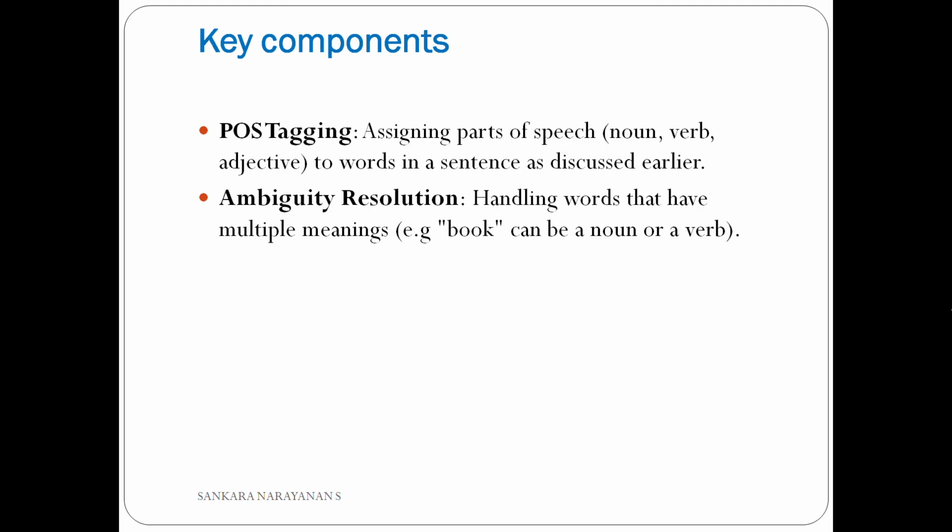So these are the key components of syntactic analysis. One is POS tagging. What does POS tagging mean? Assigning parts of speech, that is noun, verb, and adjective, to words in a sentence. The second key component is ambiguity resolution, handling words that have multiple meanings. Example, book can be a noun or it can be a verb.